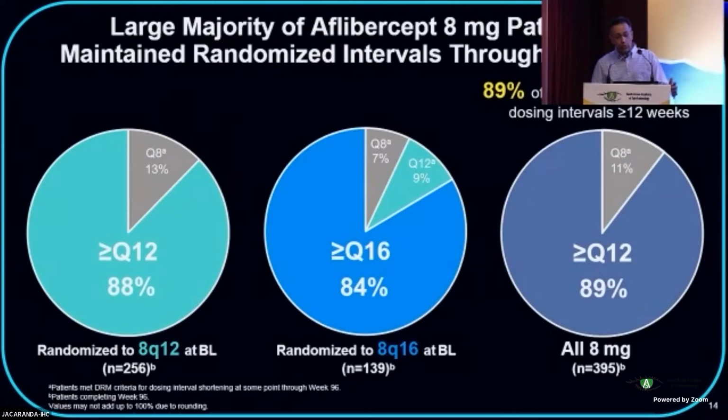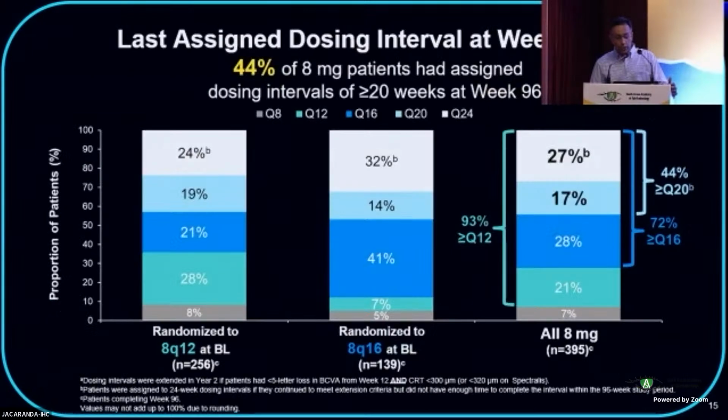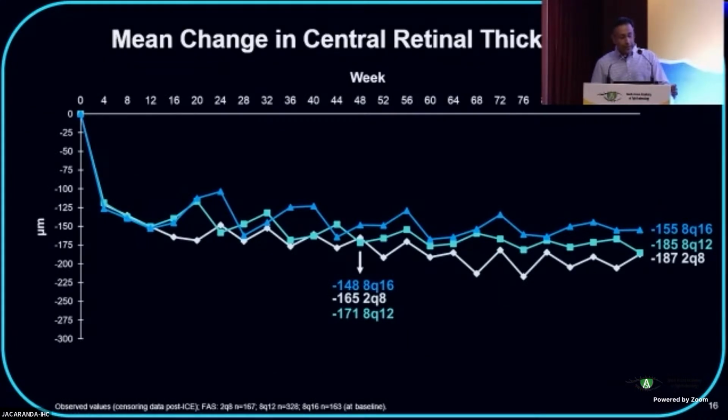So this was what they found, a large majority of those who are on this high dose maintained it through 96 weeks, and 89% had dosing intervals more than 12 weeks. And when they collated the data, they found 44% could maintain dosing intervals of more than 20 weeks at 96 weeks. So this is quite significant. This is like a very large gap they're maintaining, and meets the unmet need we have as we've described today. The vision and thickness were comparable.